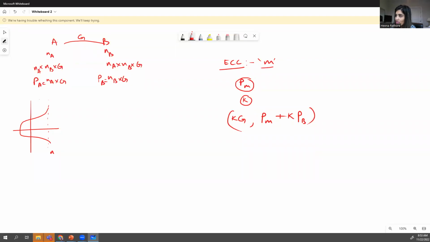Bob will be sending this PB value, and Alice, on receiving this, wants to send the message. It will take some random integer K value. So K times G it will do. And it will take this point for the message, which was P of M, plus K times PB. PB is the public key which was given by Bob. So now Alice will send this to Bob, which is the ciphertext, which is this value. Okay, so this is the encryption.